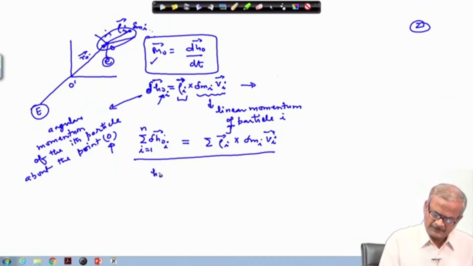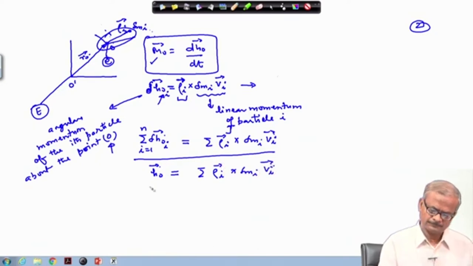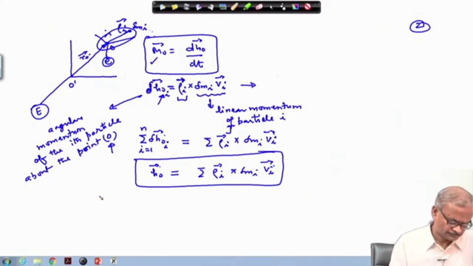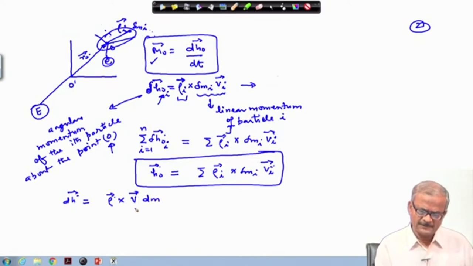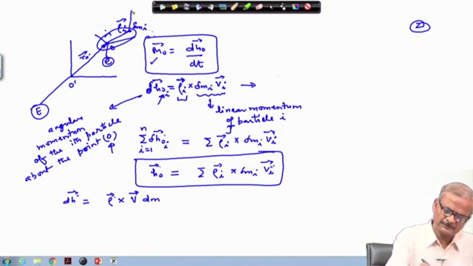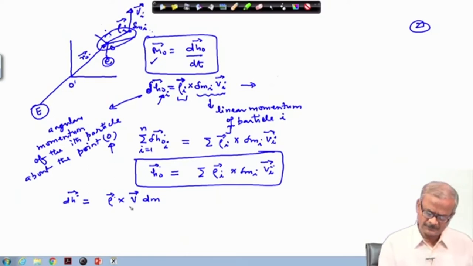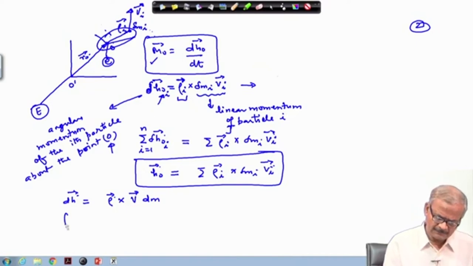Okay. And if we integrate it, if we sum it up, we get this quantity here, h 0 equal to rho I... If we write the same thing purely in differential notation, rho is the distance of the particle, where instead of writing delta m, we will write in terms of d m. So, rho cross v d m, where v is the velocity of the ith particle we have taken here. So, this is v I. Instead of v I, we will write it as v, and then we need to integrate it.